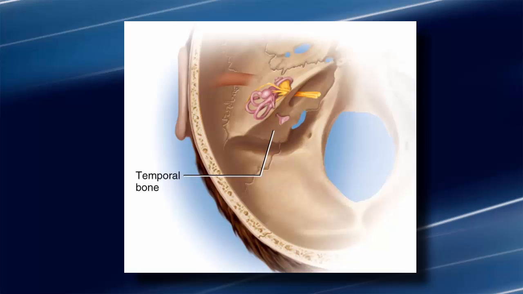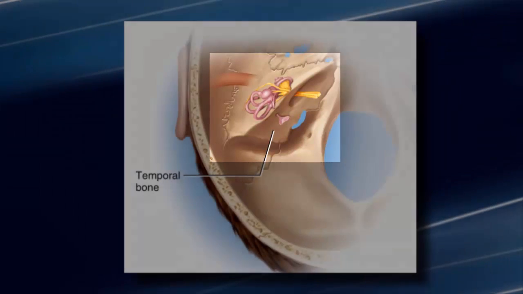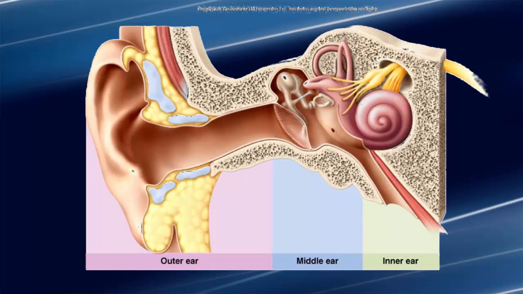Embedded within the temporal bone, carved into the recesses of the petrous portion, is the bony labyrinth, which is a tortuous canal system of arcs and spirals, and it is in here that the sense organs for hearing and equilibrium are protected. The ear can be divided into the external, middle, and inner compartments.